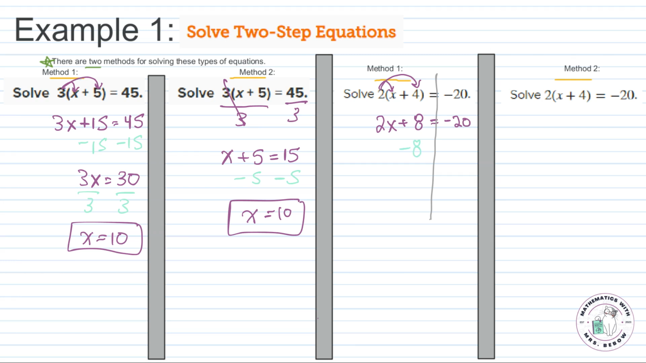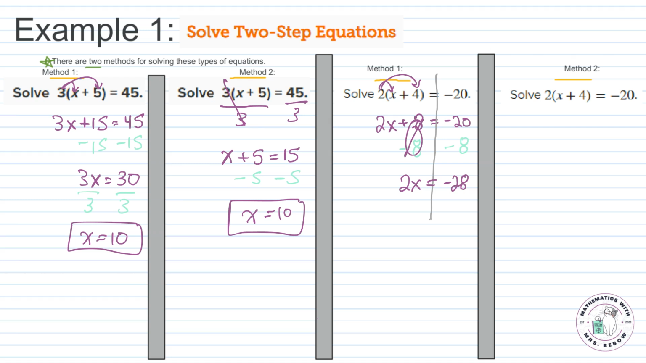So I know it's something I mentioned in previous videos. All right, so we're going to subtract 8, like I said, from both sides of the equation, and then we'll have 2x equals, because again, this cancels out, right? That's why we do that. So negative 20 minus 8 is going to be negative 28.